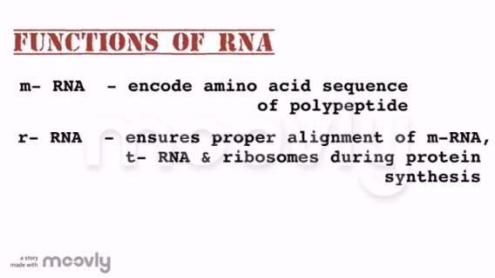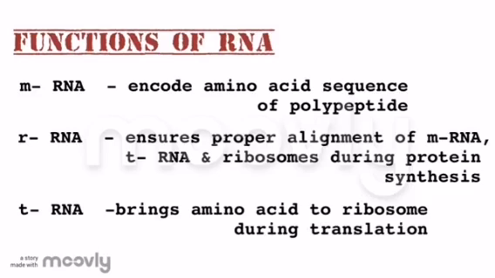rRNA ensures the proper alignment of mRNA and tRNA on the ribosome during protein synthesis. tRNA plays a major role in bringing amino acids to ribosomes during translation.